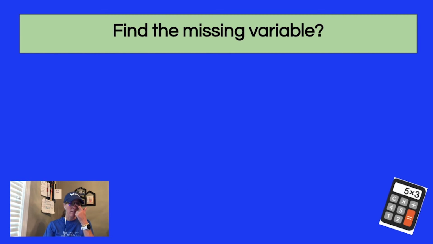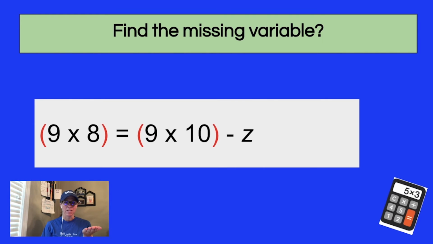Let's try one more. Find the missing variable. 9 times 8 is going to be equal to 9 times 10 minus z. Z is that variable.